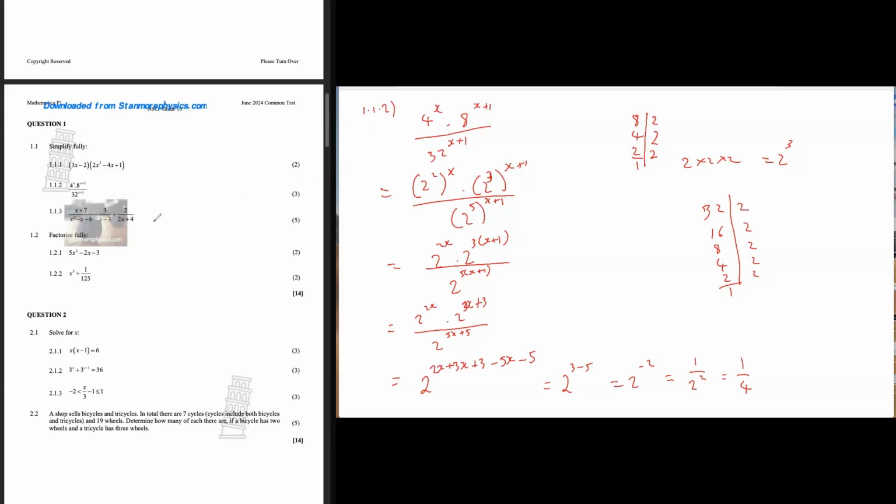Okay, so let us move forward to question 1.1.3. Okay, so we have something that looks a little bit more scary, but it really isn't. We have x squared minus x.